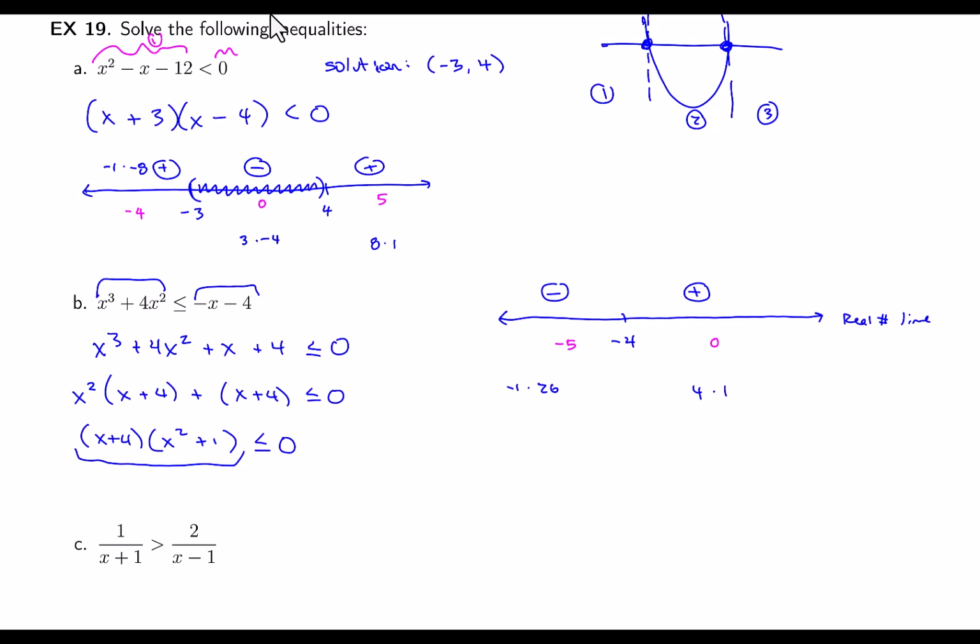Now, I'm looking for where this thing is less than or equal to 0, so I want it to be negative. So this is my interval right along here. It's less than or equal to, so I need to include. So my solution here in interval notation is -infinity to -4 inclusive.